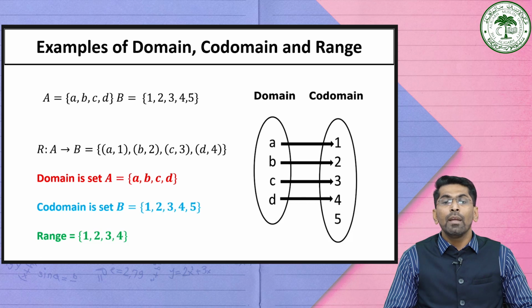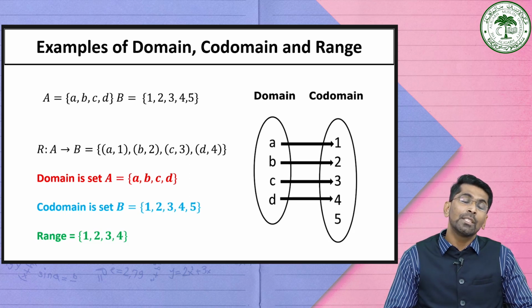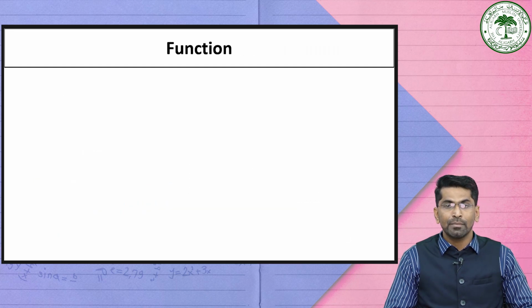So the codomain includes all elements in the set B, that is 1, 2, 3, 4, 5, even if they are not all used in this specific mapping, that is, 5 is not used here. The element 5 does not have any pre-image in the set A, even then it is a relation. I hope you understood the differences between the domain, codomain and range.